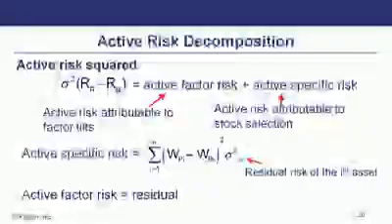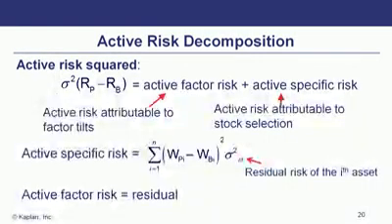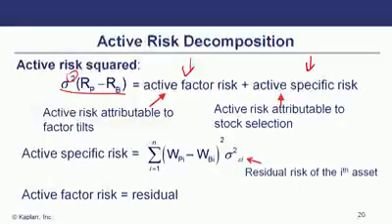We can also decompose active risk. So, excuse me, active risk squared. Don't forget the square, right? So active risk squared is going to be equal to active factor risk plus active specific risk. Once again, these are going to be our factor tilts. This is going to be specific security selection. So the active risk attributable to stock selection, right? So that's overweighting Delta, underweighting American, as opposed to overweighting transportation and underweighting materials or whatever it happens to be.